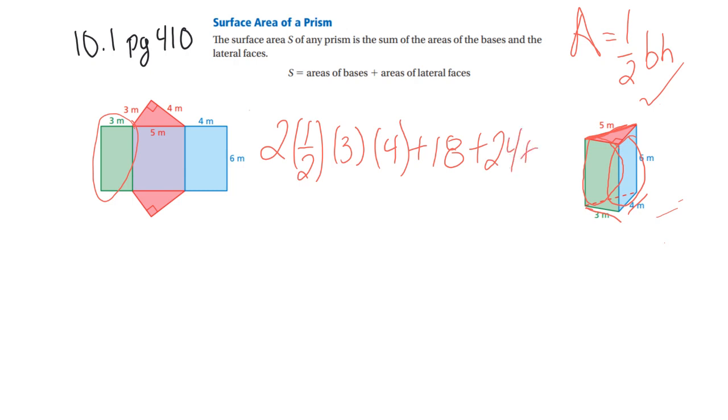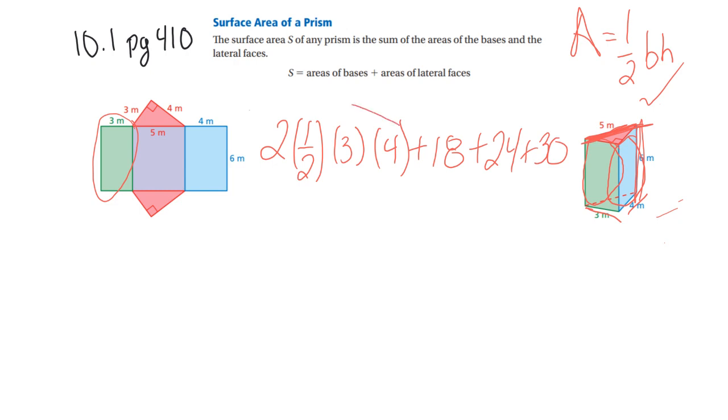And the last one, we can't really see it back there, but we can figure out what it is. They drew it and made it purple for us, but if you imagine, you can see right here, it goes across 5, and it's 6 meters high. So that's 5 times 6, so it's 30, all right? So then we add all those up.